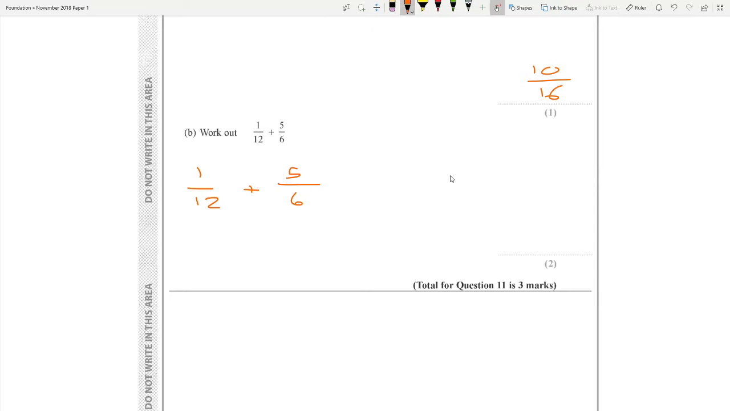Okay, so whenever we're adding fractions with different denominators, we have to make sure the denominators are both the same. So we've got to look for the lowest common multiple of 12 and 6. What number is both in the 12 times table and the 6 times table? Yeah, have a common denominator. Yeah, absolutely. So the lowest common multiple of 12 and 6 is 12, because 12 is a multiple of 12, because 12 times 1 is 12.